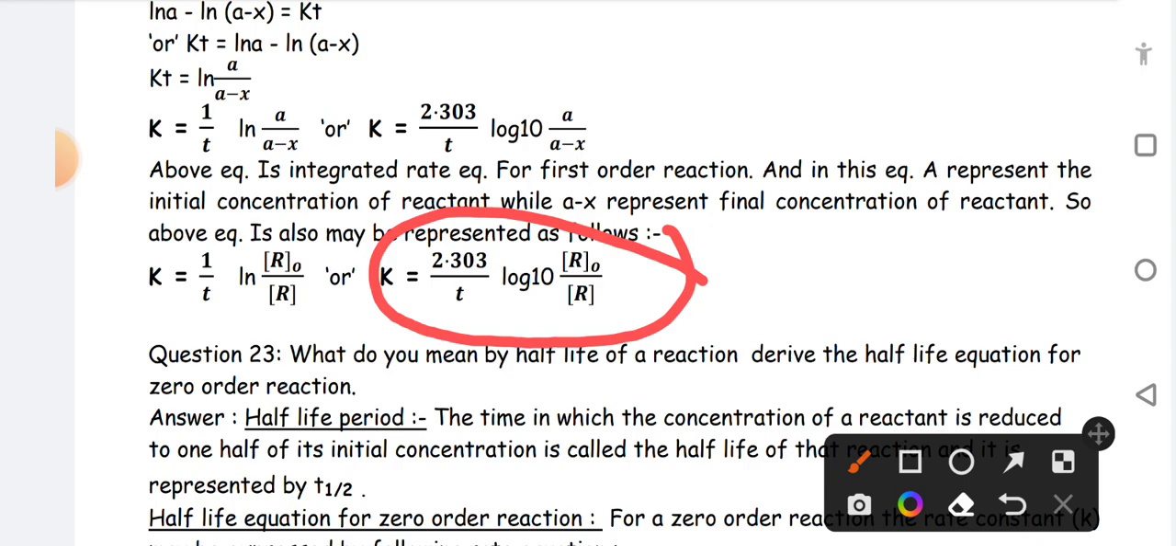So please, this formula should be learned for finding out the half-life period for zero order reaction and also for first order reaction.